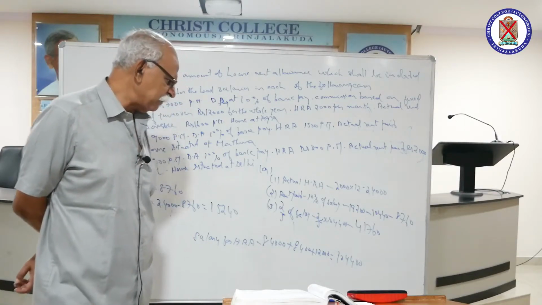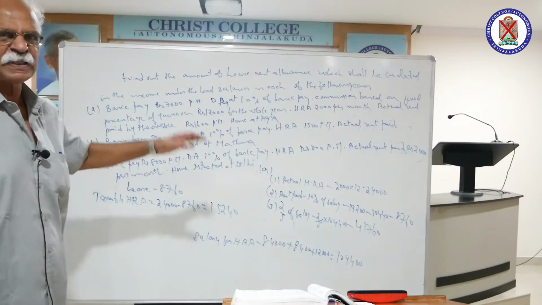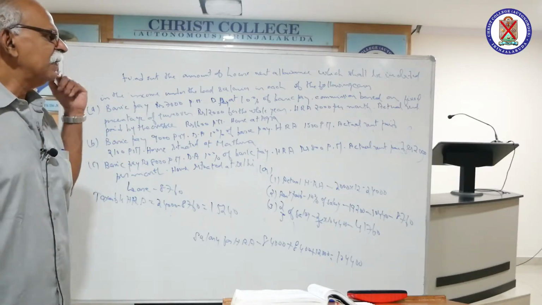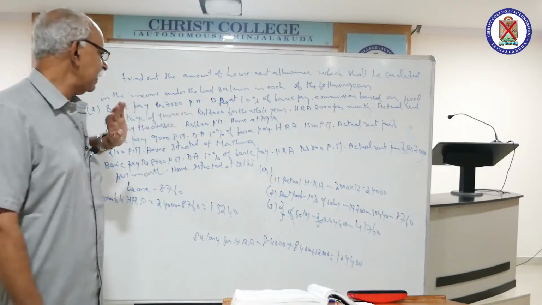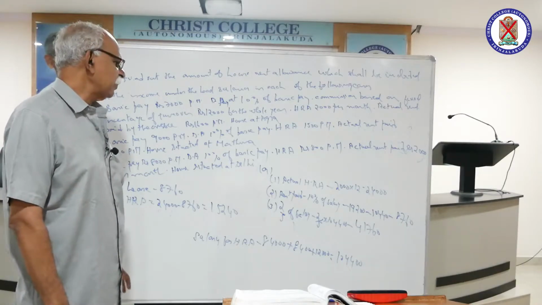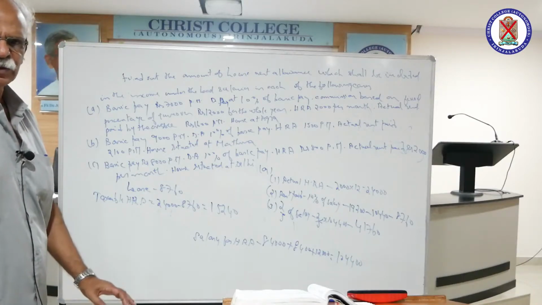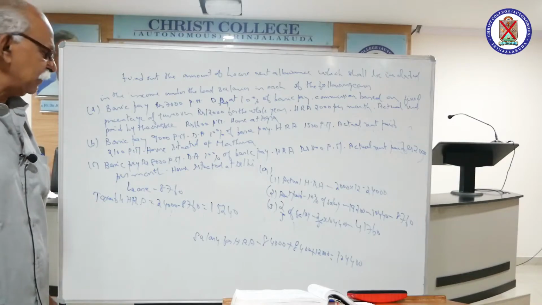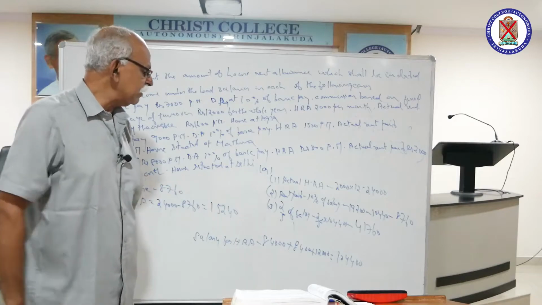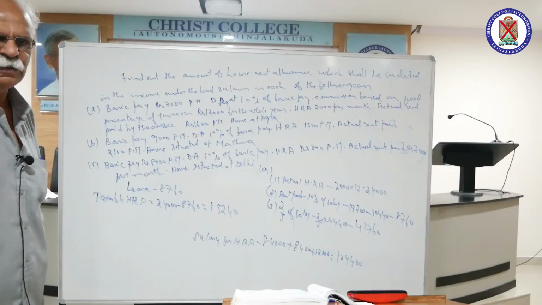Plus commission paid on a fixed percentage of turnover. Turnover means sales, and the commission is given on a fixed percentage. So this is the commission paid for one year. You are not given the percentage, but you are given the total amount of commission. How much is that? 12,000 rupees for the whole year. So when you add these three, you will get salary for the purpose of HRA. Basic pay 84,000 plus 8,400 plus 12,000. How much does it come to? 1,04,400.